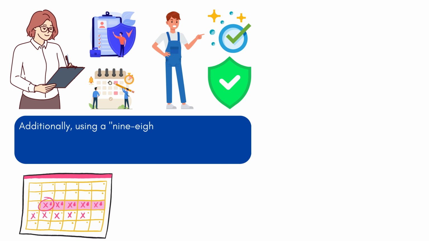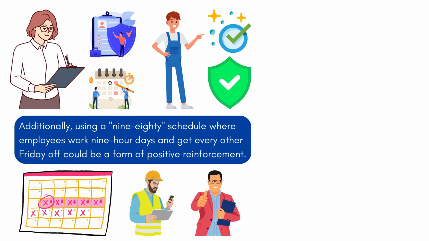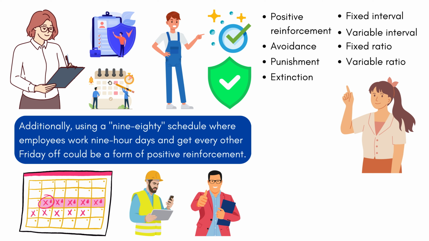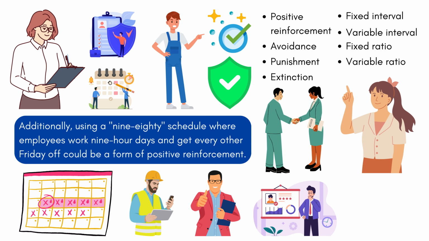Additionally, using a 9/80 schedule where employees work 9-hour days and get every other Friday off could be a form of positive reinforcement, rewarding them for their productivity and adherence to safety protocols. Thus, understanding and applying these various motivational theories and reinforcement methods can help managers effectively guide employee behavior, ensuring both high performance and employee satisfaction.